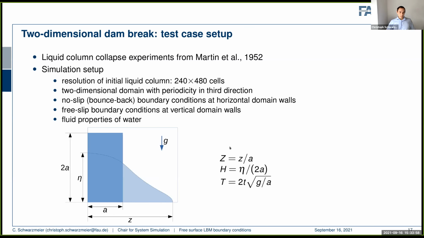On the horizontal walls, you have no-slip boundaries. And at the vertical walls, you have free-slip boundaries. And again, we are using the fluid properties of water. And gravity acts here in the direction to the bottom. So the liquid column eventually collapses. And I've also used the same dimensionless values as the authors in the original work of the experiments. And I'm plotting now the column width over time, so the spreading width, and the height of the column.